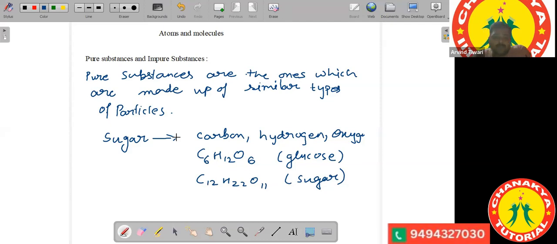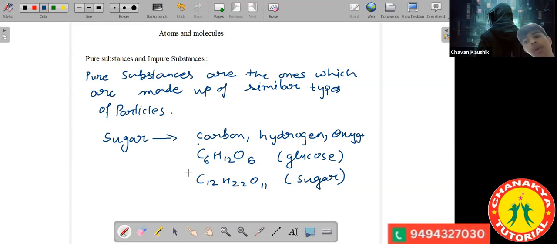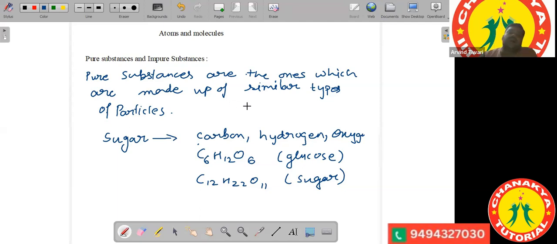So if we are calling sugar pure, then now we will say that carbon is purer than sugar. Am I correct? If sugar is made up of C6H12O6 or C12H22O11, then I will say that carbon is purer than sugar. Yeah, carbon will be purer than sugar because that's what sugar is made out of. So carbon, hydrogen, and oxygen are elements. So elements are the purest form.